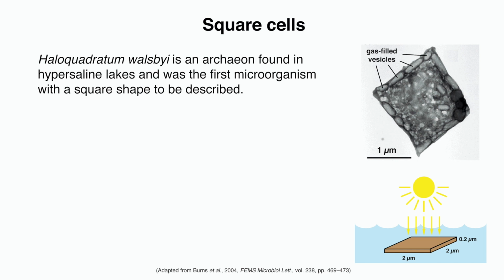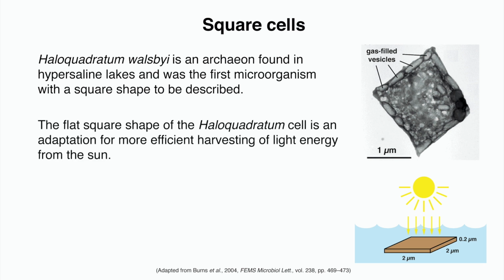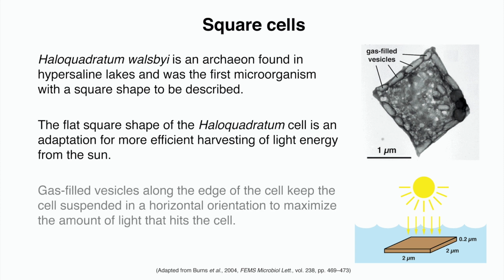Haloquadratum walsbyi is an archaeon found in hypersaline lakes and was the first microorganism with a square shape to be described. The flat square shape of the Haloquadratum cell is an adaptation for more efficient harvesting of light energy from the sun. Gas-filled vesicles along the edge of the cell keep the cell suspended in a horizontal orientation to maximize the amount of light that hits the cell.